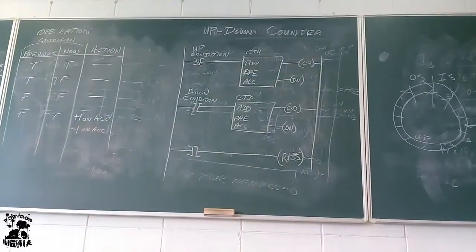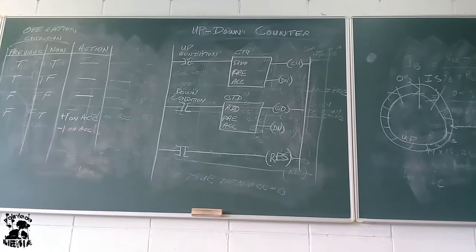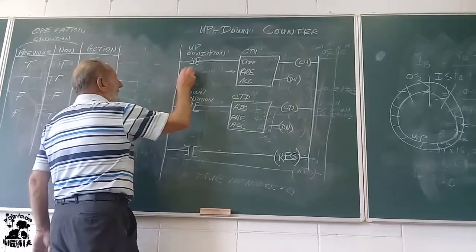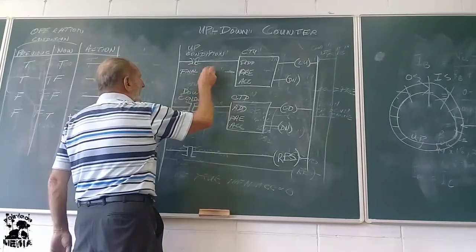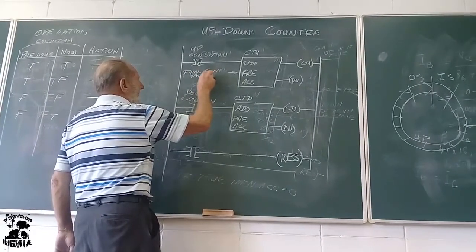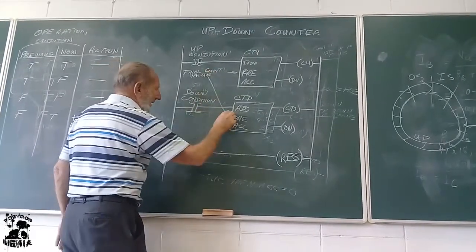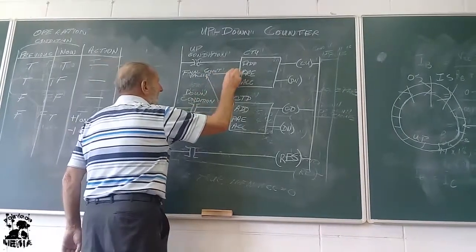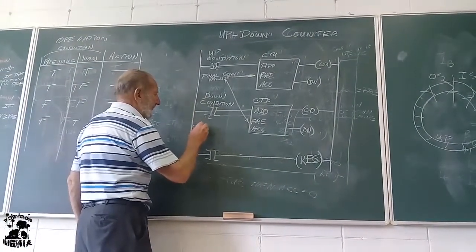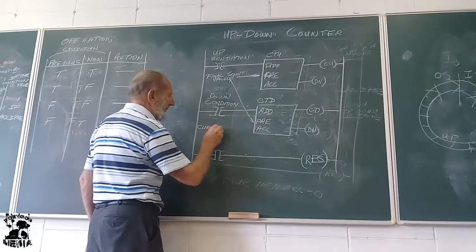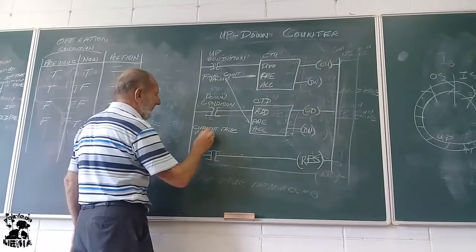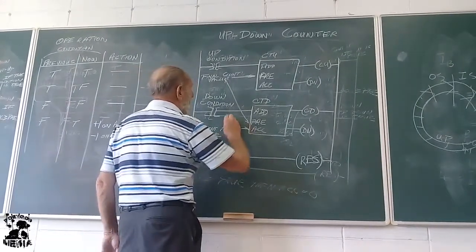The explanations. Preset is the final value, final count value. It is the same there and there, final count value. Accumulator is the current true value. It's there, it's there.